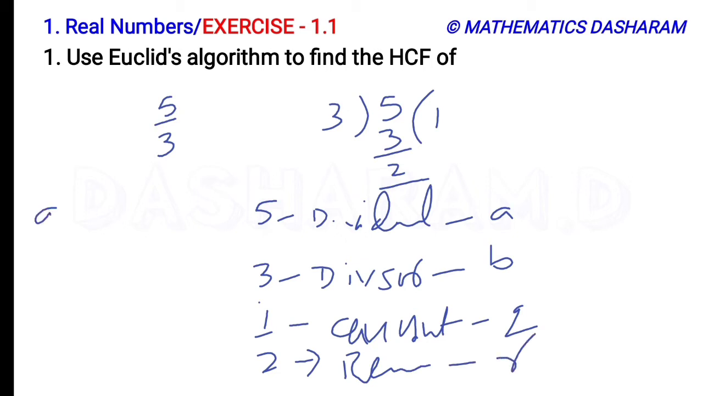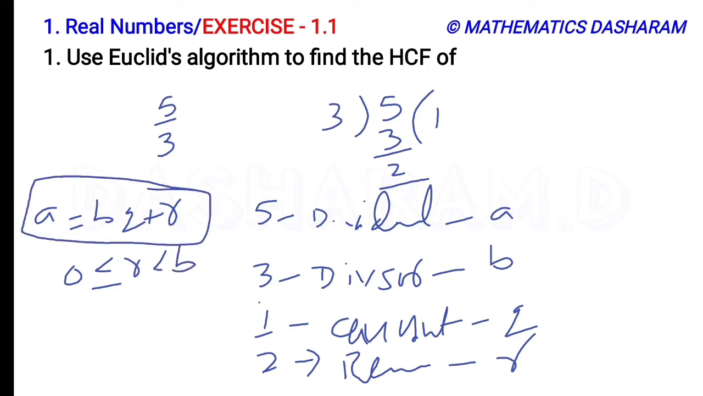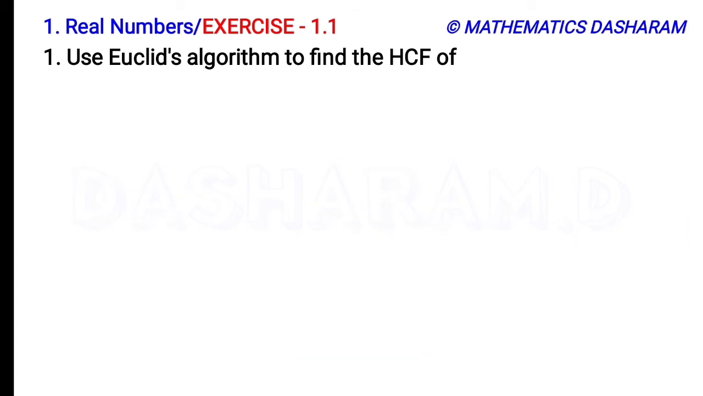So then a equals bq plus r, where 0 is less than or equal to r, less than b, is called Euclid's division algorithm. So a is called a dividend, b is called a divisor. Then we find the quotient and remainder. So let's do the first problem.